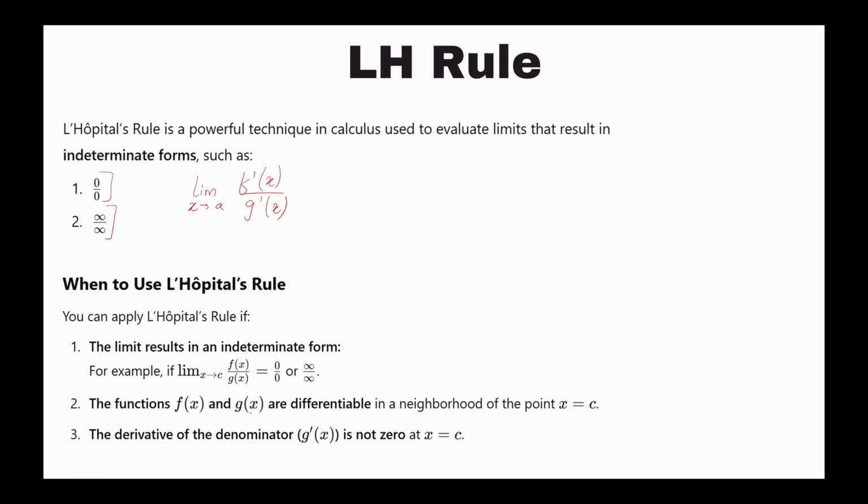The functions f of x and g of x are differentiable in the neighborhood of the point x equals c. For the time being, I would recommend you remember this point. When we study derivability or differentiability, you will understand what exactly this point means. The derivative of the denominator is not 0. Yes, of course, g dash x, g double dash x, or whatever is there in the denominator, should not be 0. Because if it is 0, that means I have to make the numerator 0 as well, so that it can become an indeterminate form again, and then I can differentiate again.